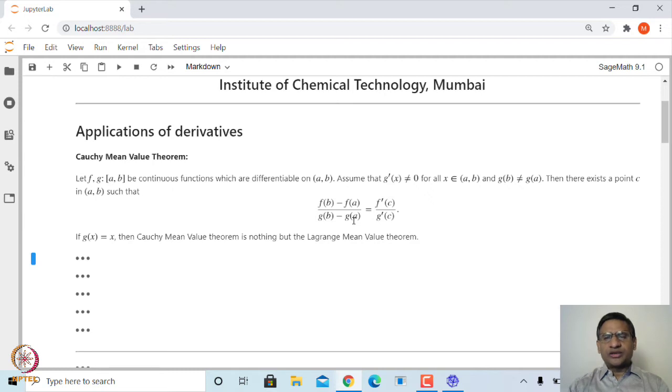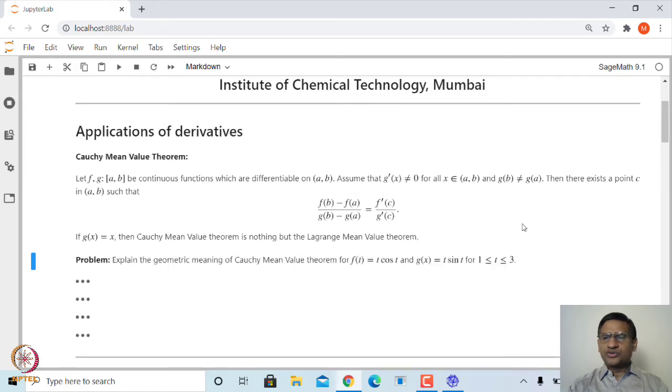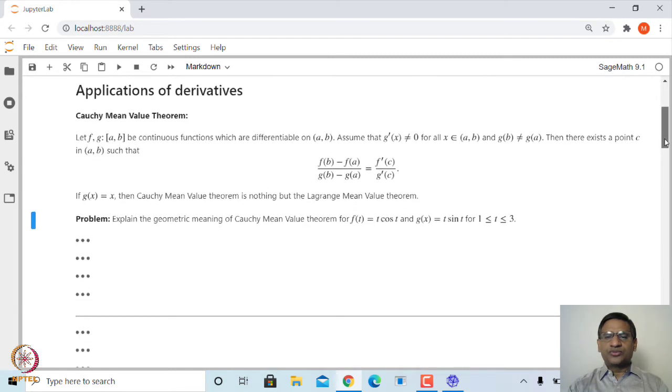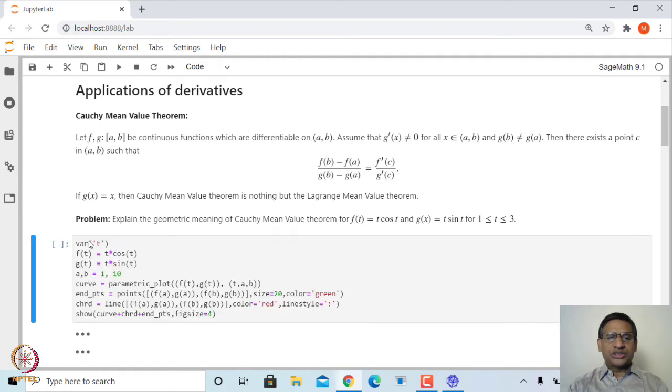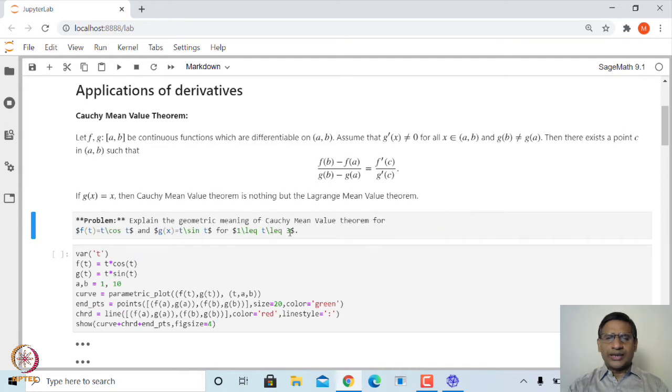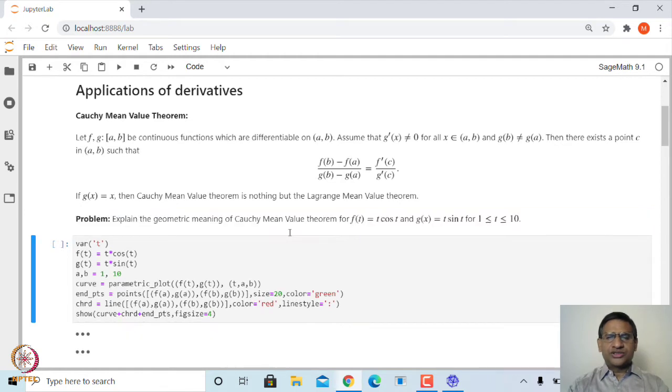Now, what is the geometric meaning of this? Let us look at a problem and try to verify this Cauchy mean value theorem for that problem, and then we will see the geometric meaning. So, consider two functions f(t) and g(t). f(t) is t cos t and g(t) is t sin t, with t varying between, let us say, 0 and 3. Okay. Now, in this case, let us take t between 1 and 10. We can just increase the range.